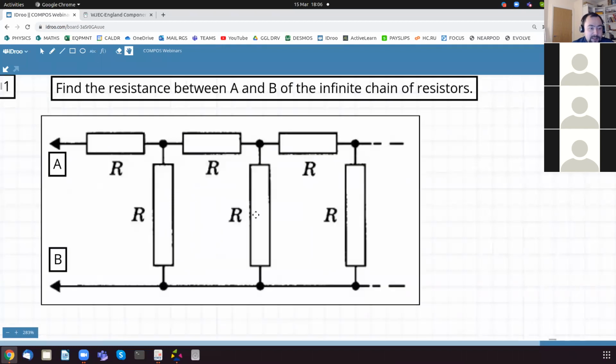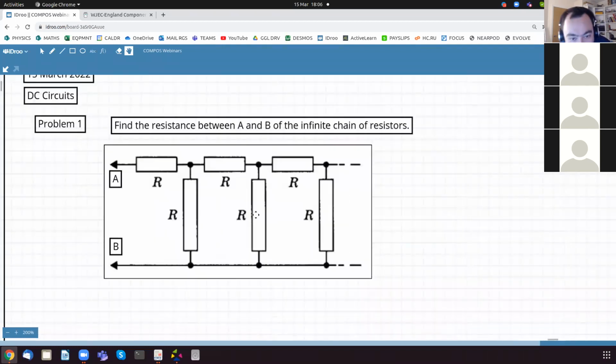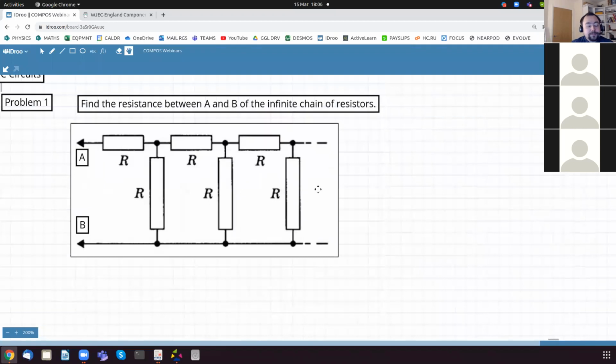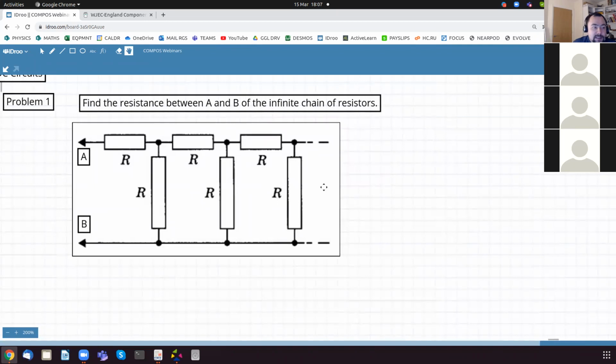Looking at problem 1, this is an infinite chain of resistors, and you need to find the total resistance, of course, in terms of R. So how do we even approach this problem? Well, look, if it's an infinite chain of resistors, then adding another pair of resistors won't change the total resistance. Right. So we have the infinite chain.